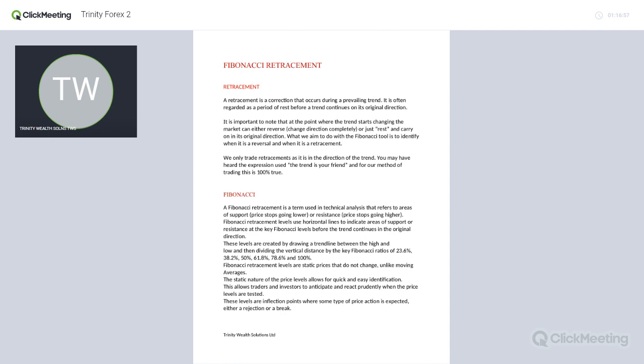So we have 23.6%, 38.2%, 50, 61.8, 78.6, and then 100%. These are the key ones which we use for retracements. Fibonacci retracement levels are static prices that do not change, unlike moving averages. A moving average is an indicator, right?